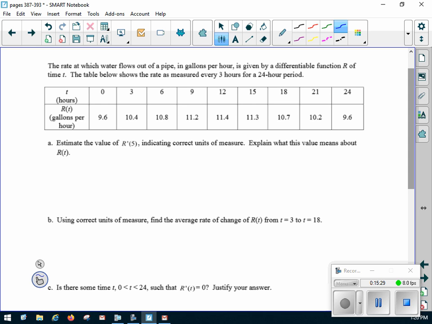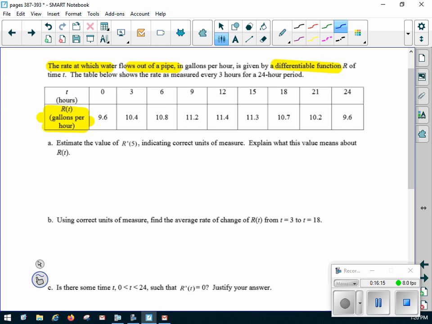And you've got your calculators. The rate at which water flows out of a pipe in gallons per hour. The rate, please be careful, this is a rate, is given by a differentiable function. If a function is differentiable, then the function is continuous. The table shows the rate as measured every 3 hours for a 24-hour period. The water is flowing out of a pipe, and this is the rate in gallons per hour at any of these particular hours.